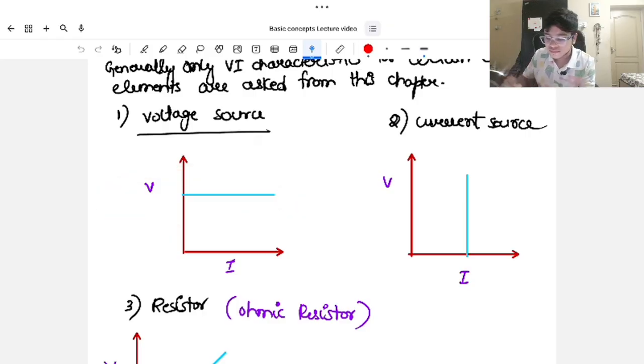That is a graph. And a current source is simply the opposite: regardless of the potential, the current is going to be the same in that particular branch. And it is reflected in the straight line. I is equal to constant.